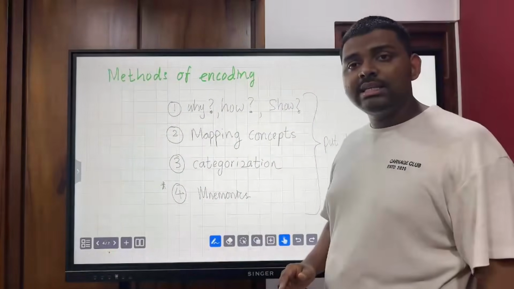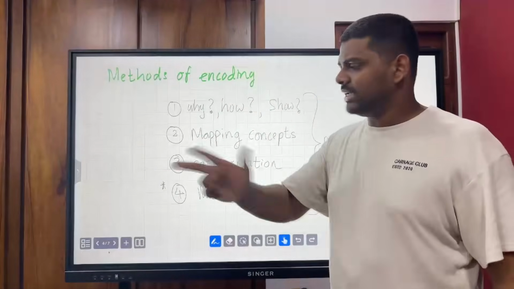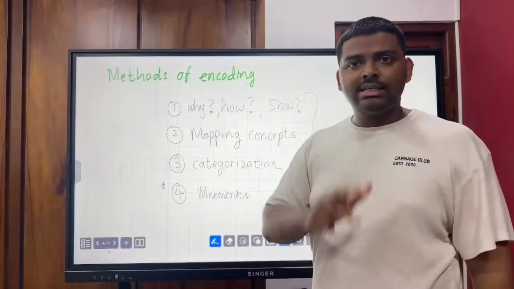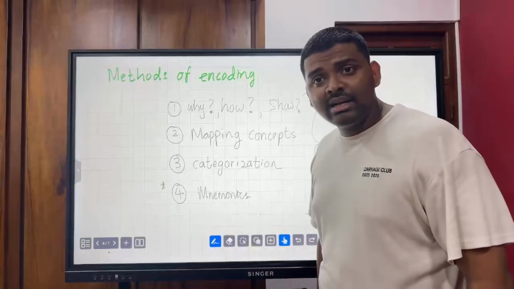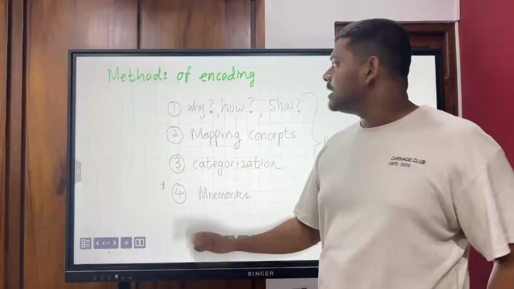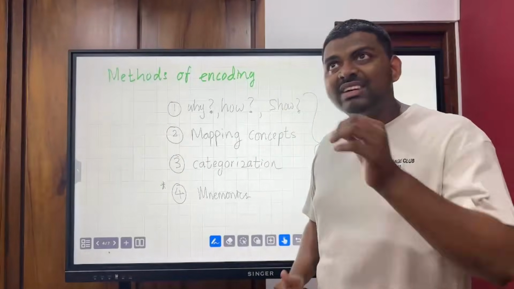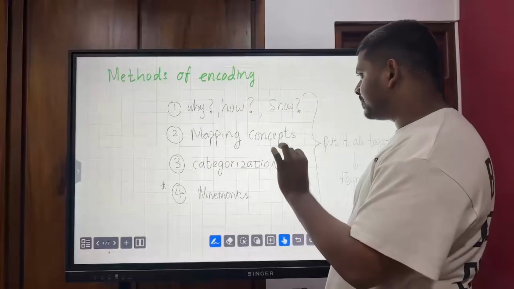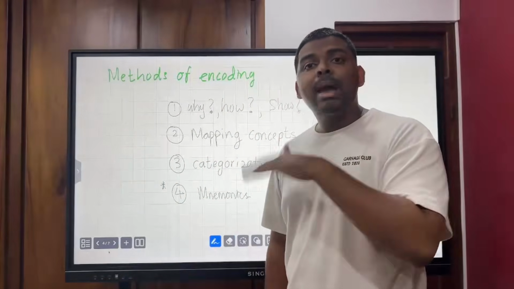Show. Okay, you're saying the stomach is a J-shaped sac. I want to see whether it's a J-shaped sac. You're saying the stomach has gastric pits. Show me the gastric pits. You're telling me the stomach has gastric glands. Show me the gastric glands. That is how you encode, right? So that is one method of encoding, or the first step of encoding, you can say. Why, how, show. The second one is known as mapping of concepts.